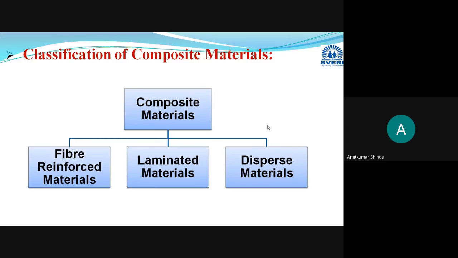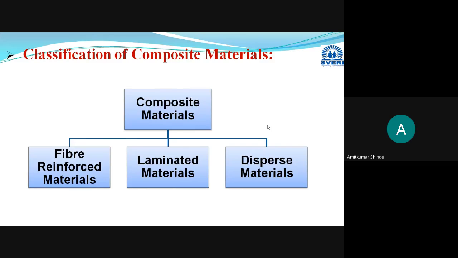Now, the composite materials are classified in different ways depending on the distribution of the matrix and reinforcement. Depending on the nature of this distribution, three types will be there: fiber reinforced materials, laminated materials, and dispersed materials. We will see one by one.